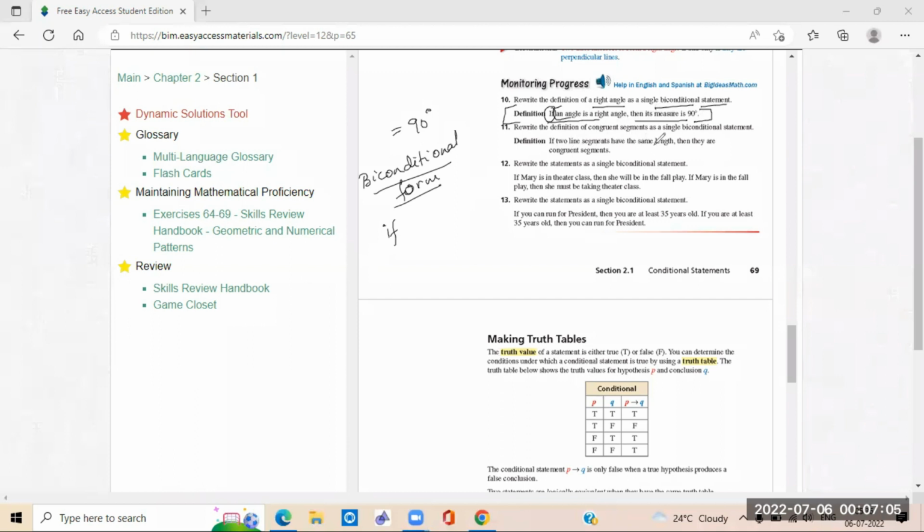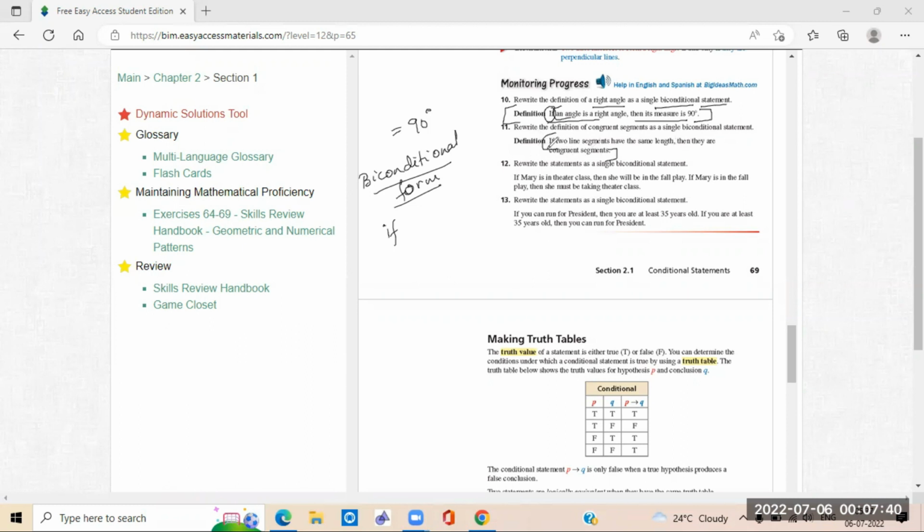If two line segments have the same length, then they are congruent. This is the definition. How will you write it in the biconditional statement? If two line segments have the same length, then they are congruent segments. Two line segments have the same length if and only if they are congruent segments. Yes, exactly.